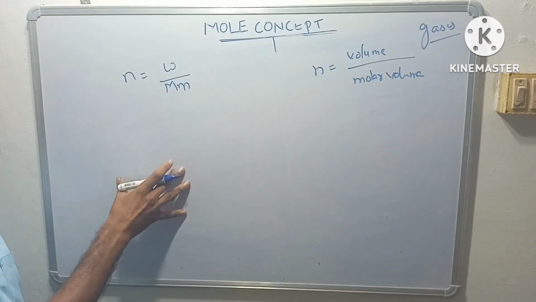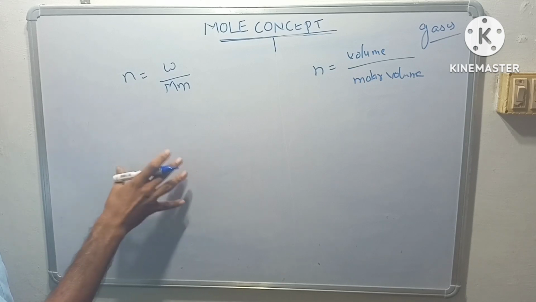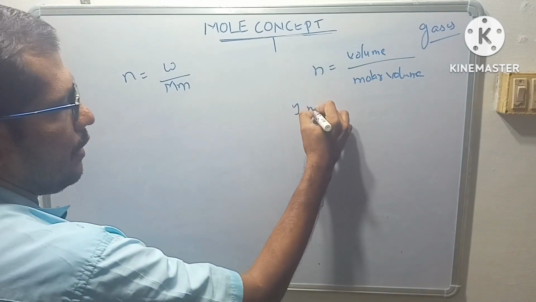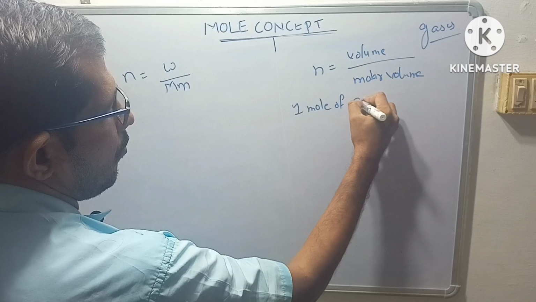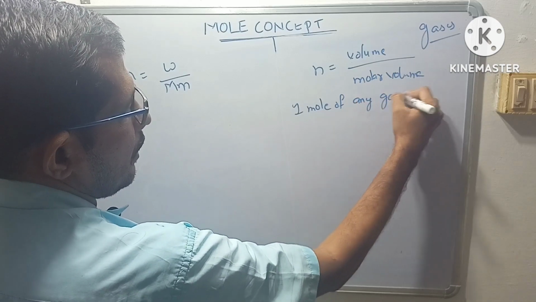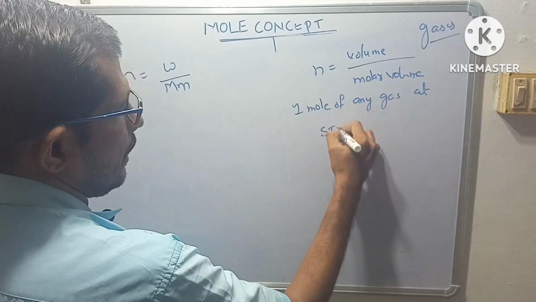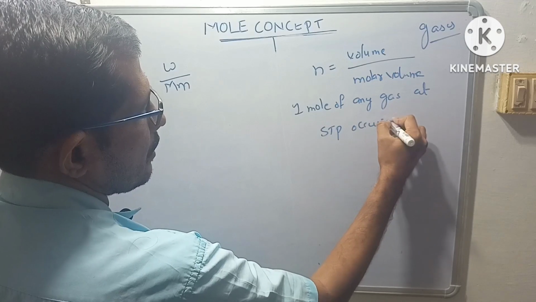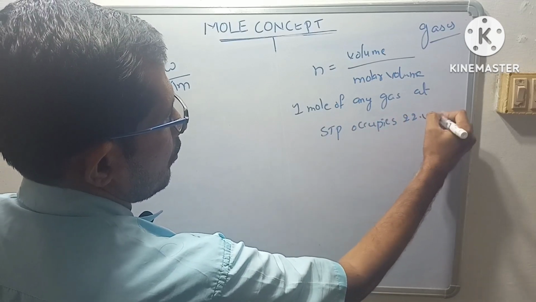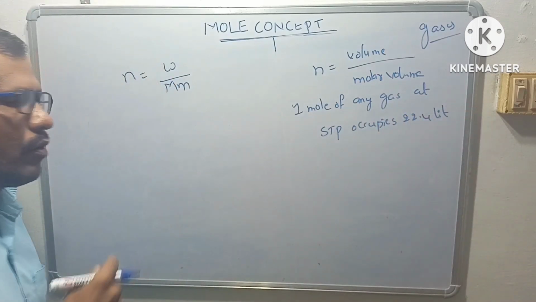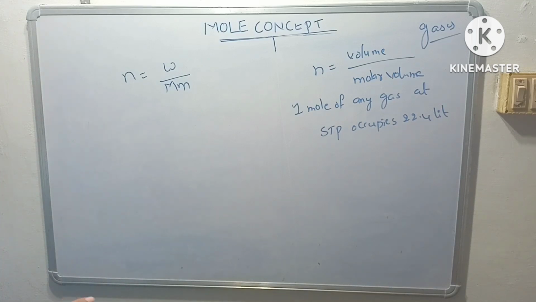So one important point is 1 mole of any gas at STP occupies 22.4 liters.